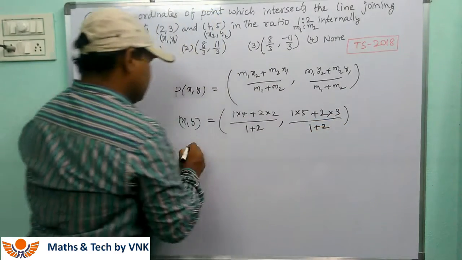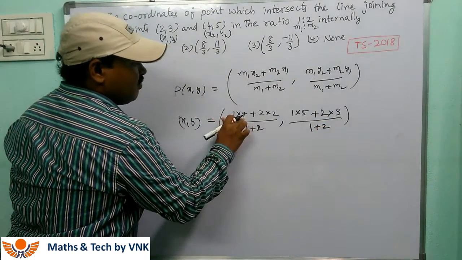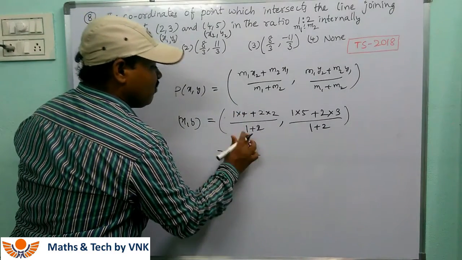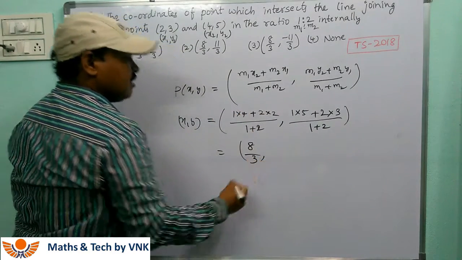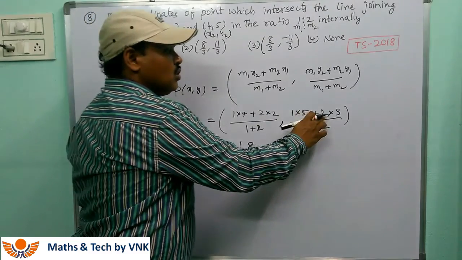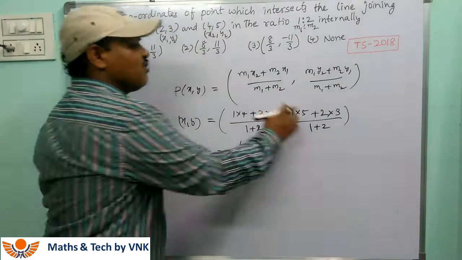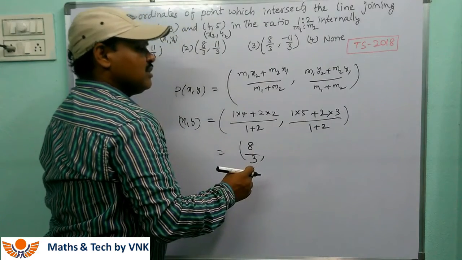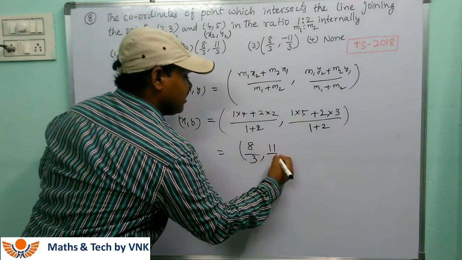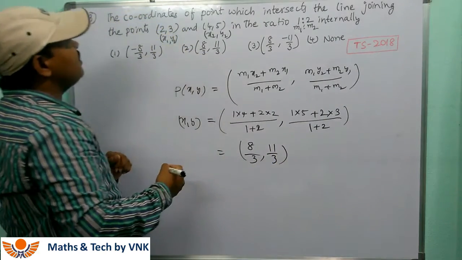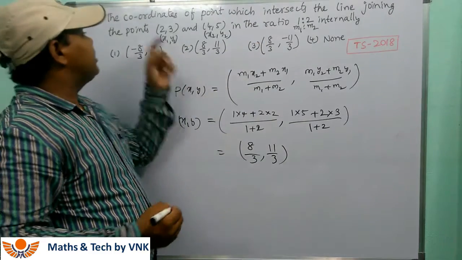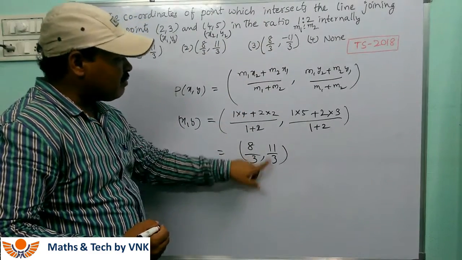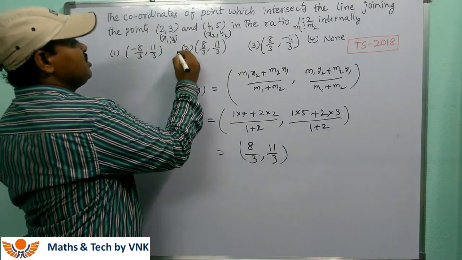Now this is equal to 1 into 4, 2 into 2, 4. So 4 plus 4, 8, divided by 1 plus 2, 3, comma, 1 into 5 is 5, 2 into 3 is 6. So 5 plus 6 is 11. So 11 by 1 plus 2, that is 3. So 11 by 3. So the point which intersects the line joining the 2 points in the ratio 1:2 internally is (8 by 3, 11 by 3).